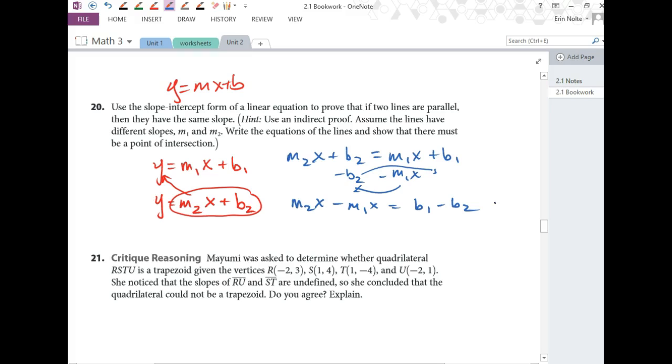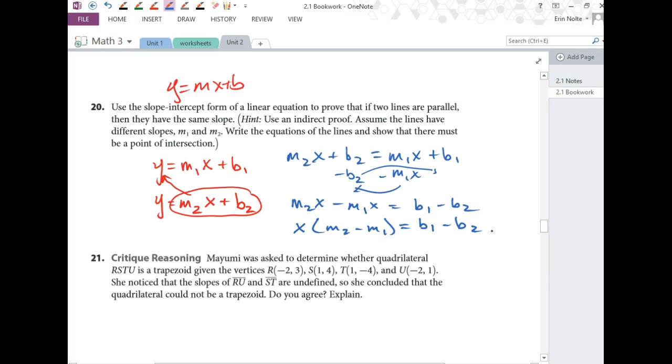Okay, so on the next step, remember that I'm trying to isolate the x. I'm trying to get x all by itself. Okay, and I have both of the pieces with an x. So what I'm going to do is, since I have an m sub 2 times x minus an m sub 1 of x, I'm going to pull the x out like a greatest common factor. Okay, so if I pull x out, I'm left with m sub 2 minus m sub 1. The right side stays exactly the same.